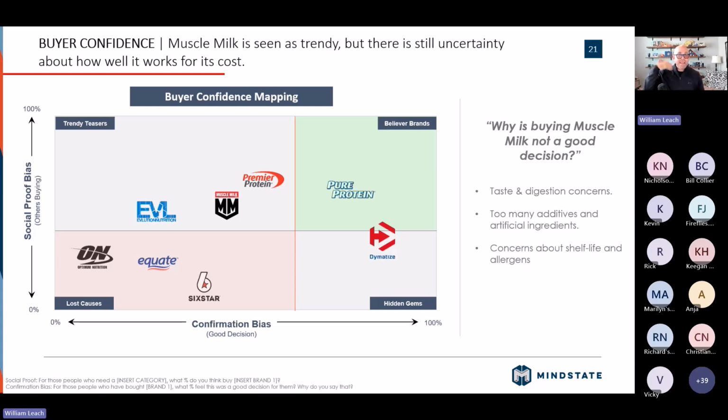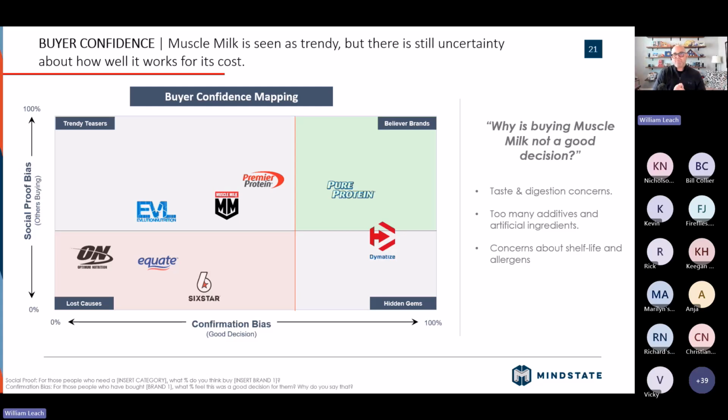Now, if I'm Muscle Milk, in my head, I'm thinking to myself, okay, they seem to be on trend because they're probably everywhere. You get them in convenience stores, you see them in grocery stores, you see them at Walmart for sure. They have powders, they have the shakes as well. So they're probably on trend, right? Most people believe that a lot of people, because they see it everywhere, are buying.